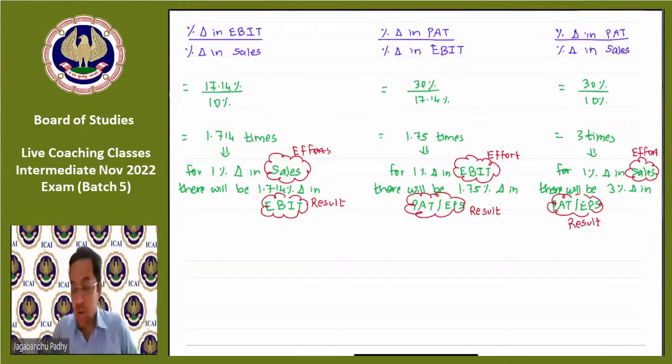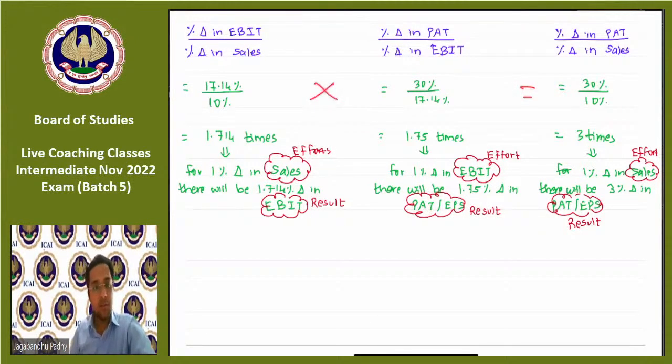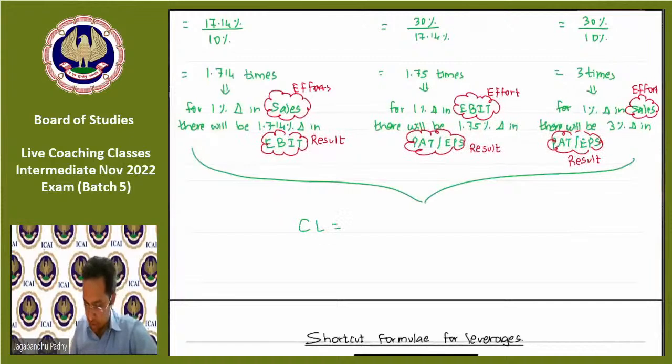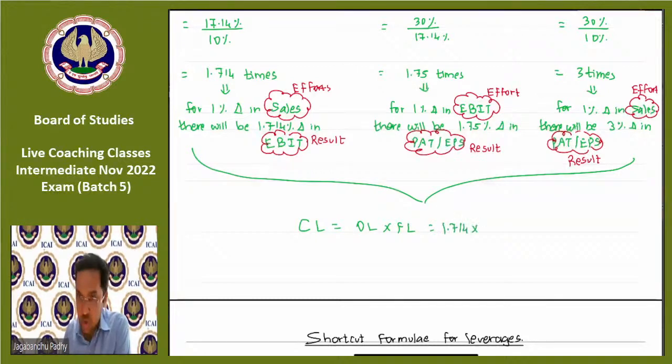And you can identify one simple arithmetic rule: operating leverage multiplied by financial leverage gives you the combined leverage. Perfect. Correct. We can state here the resultant impact of all of them together. Our combined leverage is going to be operating leverage into financial leverage. You can say it is 1.714 into 1.75. That should result in 3. And that's the formula for combined leverage also: operating leverage multiplied by the financial leverage.